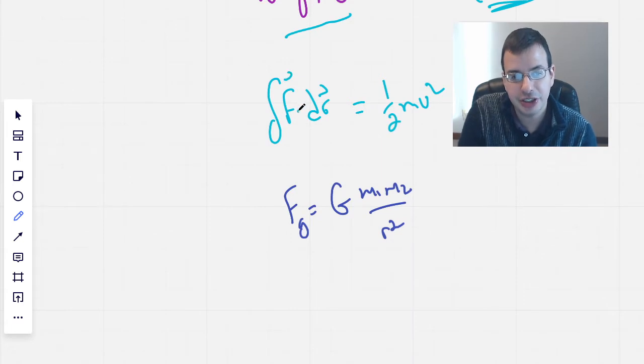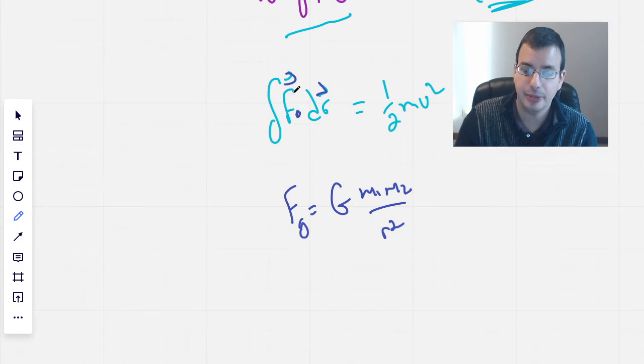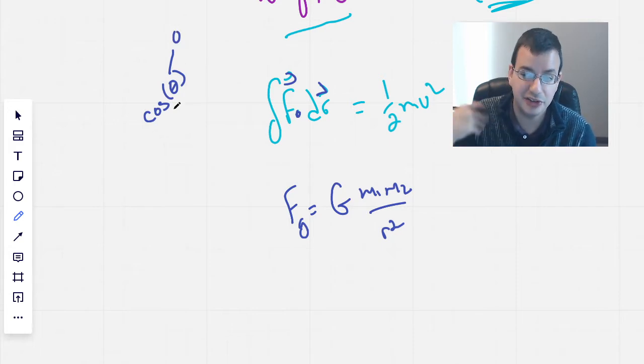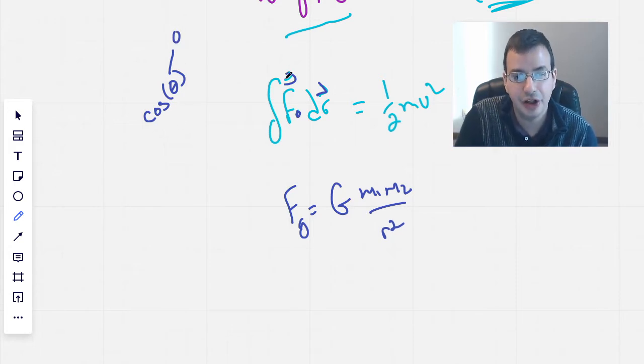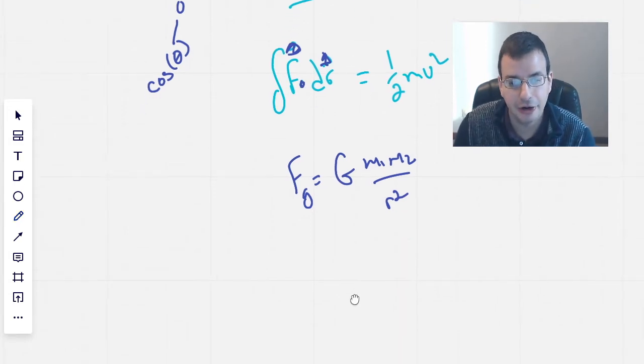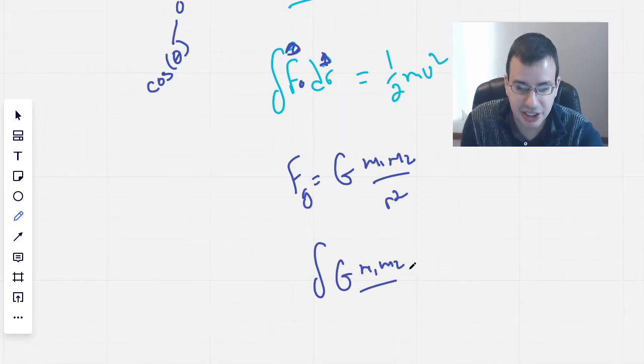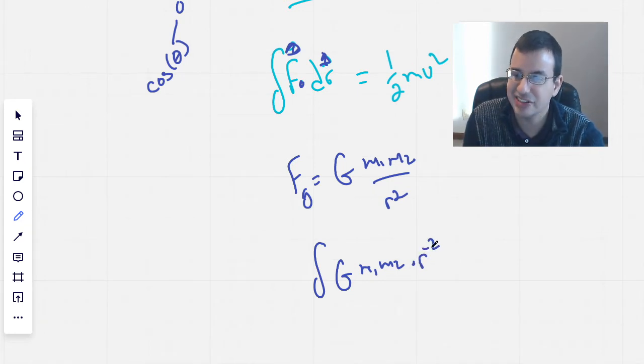One thing to note here is this dot product, these are vectors, but the force and the direction of motion are the same. So for the dot product, you normally think of cosine of theta. In this case, theta will be 0, so cosine of 0 will be 1, specifically positive 1. So we can basically just do force times dr. So we get the integral of G mass 1, mass 2, and I'm going to write this instead as times r to the negative second. It's the same thing, it's just more obviously the power rule when we take the integral, dr.